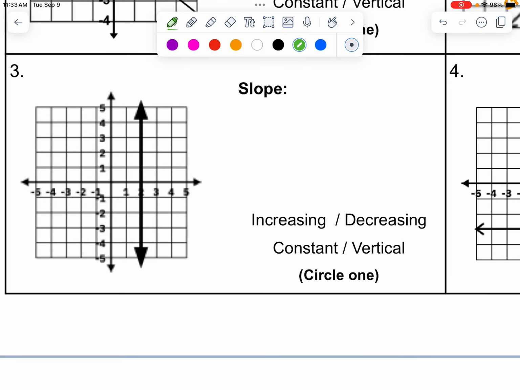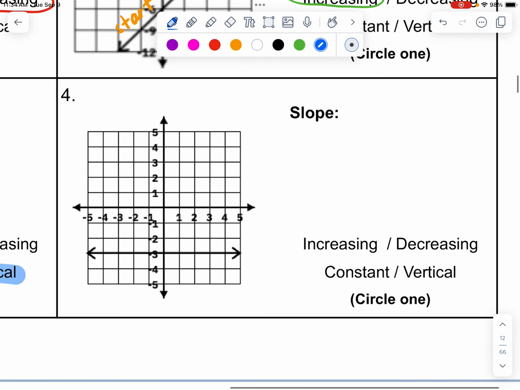This graph looks a little bit different than the other ones. You'll notice that this line is going perfectly straight up and down. In other words, this is a vertical line. Now, vertical lines don't have a slope. So what we need to do is just write the word undefined here and not actually calculate any slopes.